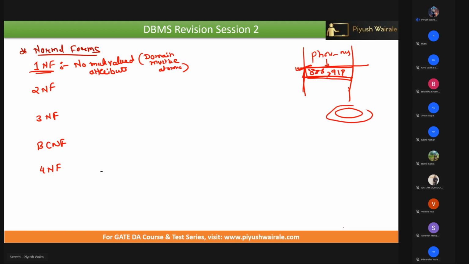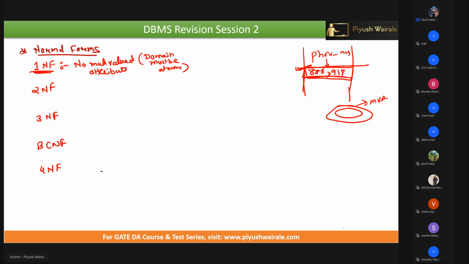Double ellipse is basically a multi-valued attribute here. So this symbol is used to represent MVA. Okay, that's it. So first, 1.5NF is basically what? No MVA, domain must be atomic. In many questions on normal forms, they will specify the domain is atomic, right?